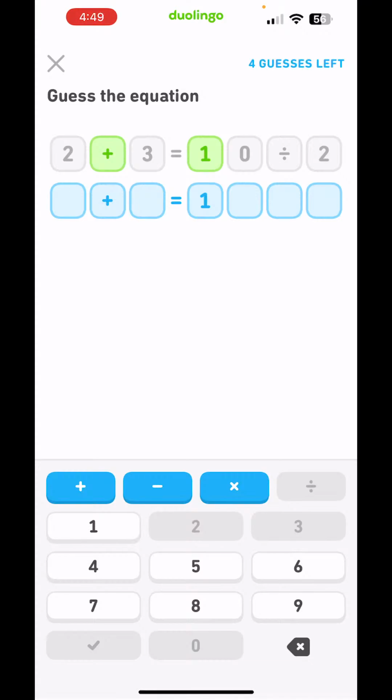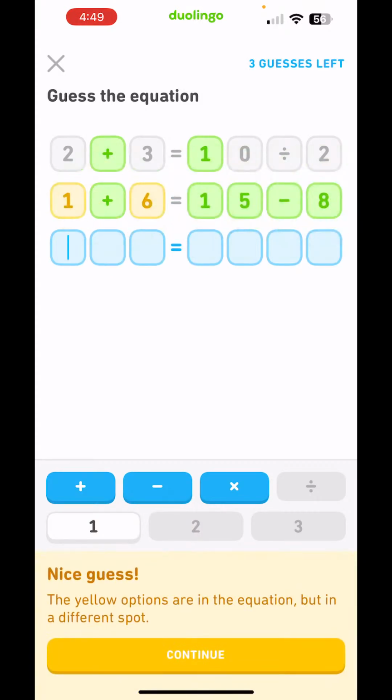I was doing 4 plus 5, but okay, wait, you have 1. 1 plus 6. Okay, let's try that one. 1 plus 6 equals 15 minus 8. Okay, let's see if that's right. All right, so we're getting closer. The yellow options are in the equation, but in a different spot.